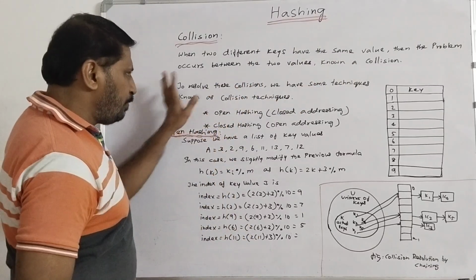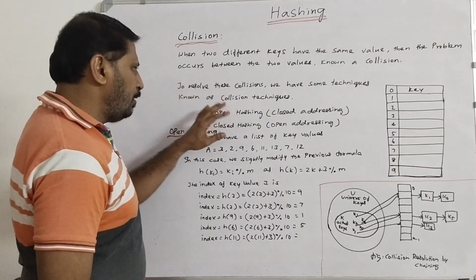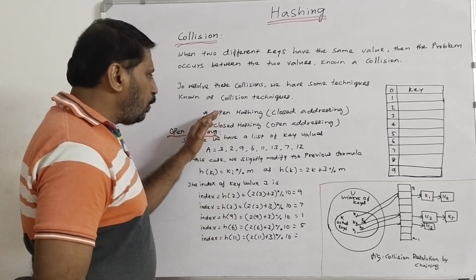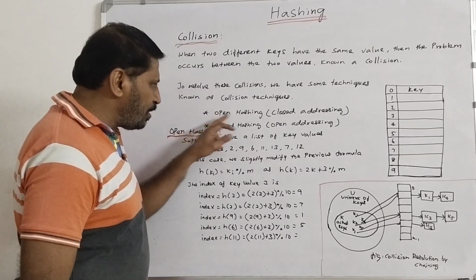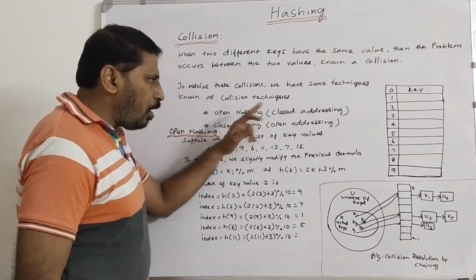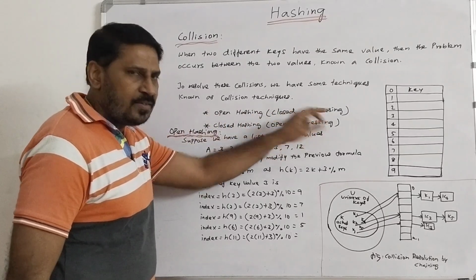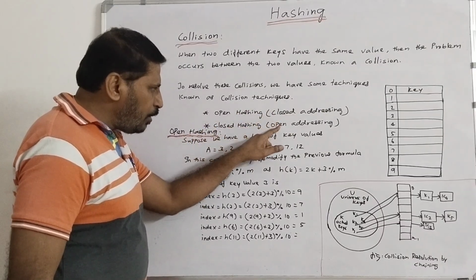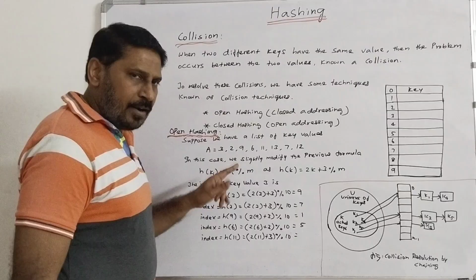Before that, as far as the collision is concerned, we want to overcome the collision problem. So we follow two methods. One is the open hashing method, open hashing, or it is called closed addressing. Another one is closed hashing, or another name, it is called open addressing.